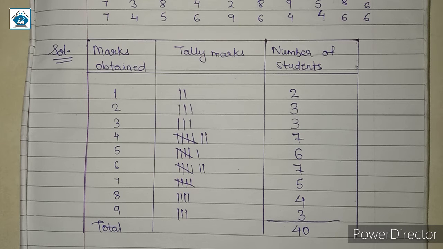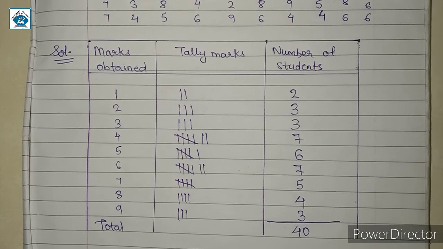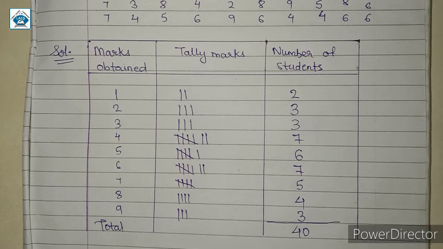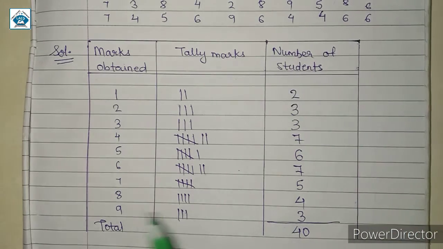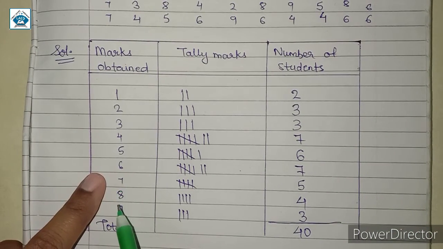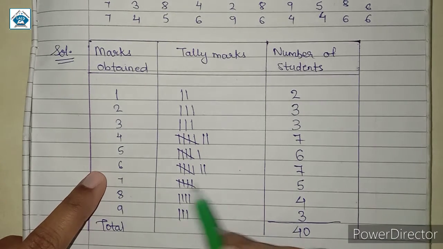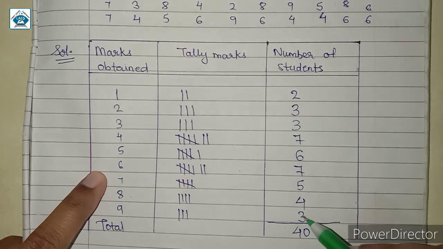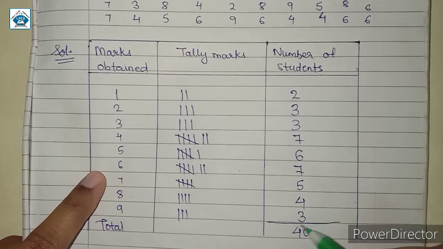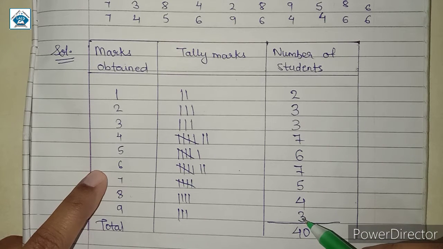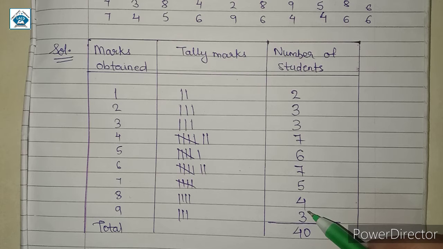So after this we are asked some questions. The first question is, how many students obtained marks equal to or more than 7, that is, 7 or more than 7 marks, how many students have? So the column we need to look up is the number of students. So here, in 7 or more than 7, which marks will be included? 7, 8 and 9. So we will be counting 5, 4 and 3. We will be adding 5, 4 and 3. So 5 plus 4 plus 3 is 12. So 12 students obtained marks equal to or more than 7.